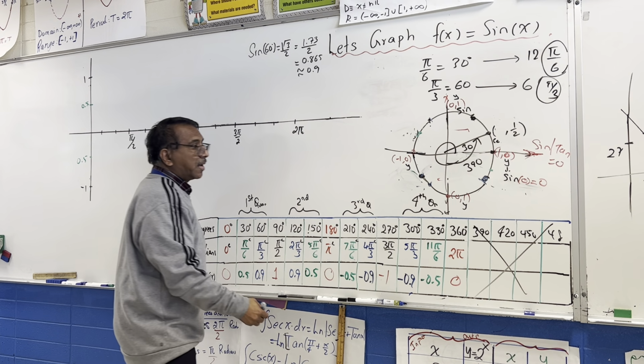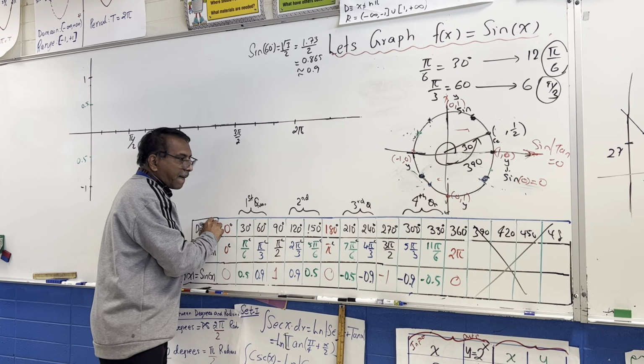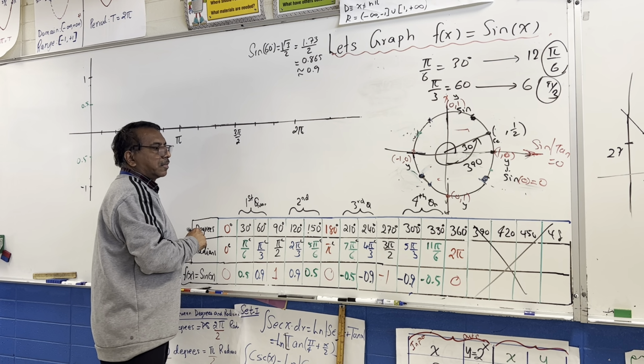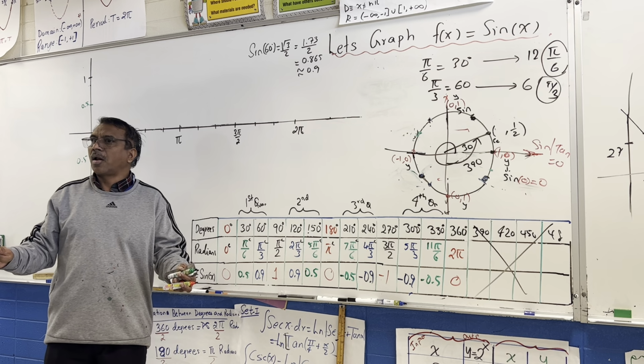And that's why we say 0 to 360, from 0, whatever the graph. Got it, what I'm saying? We are almost finished.